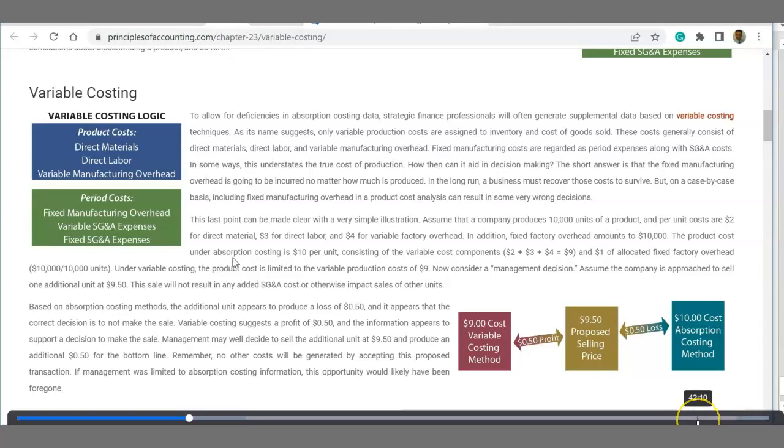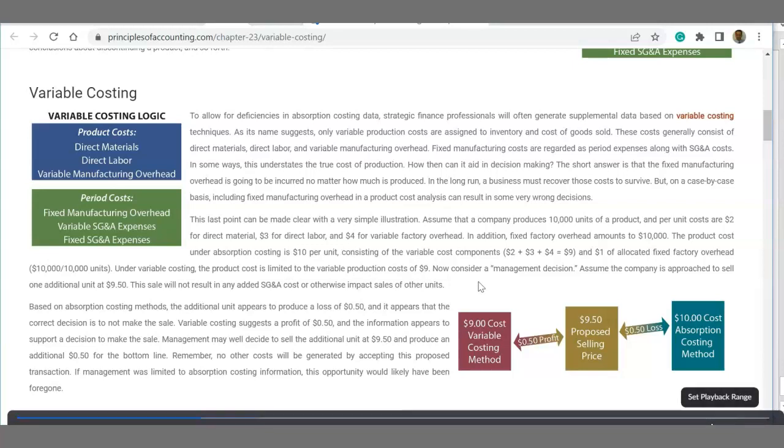The product cost under absorption costing will be $10. Where is that coming from? $2 from material, $3 for labor, and $4 for factory overhead. Okay, so far $9, and $1 of allocated fixed factory overhead, because we have $10,000 fixed cost divided by 10,000 units of production, which ends up being $1 for fixed cost. So if you add them up, that will be a total of $10. Under variable costing, the product cost is limited to the variable production cost only, which is $9.